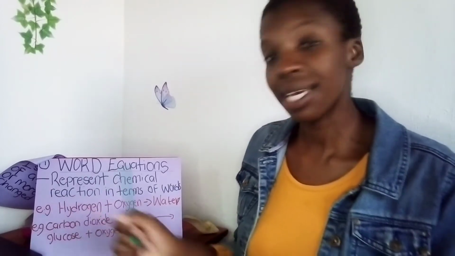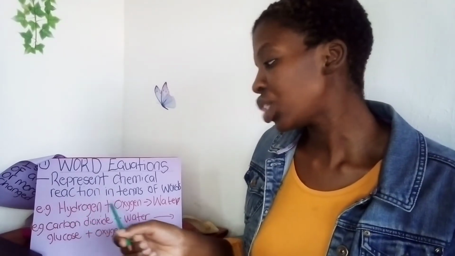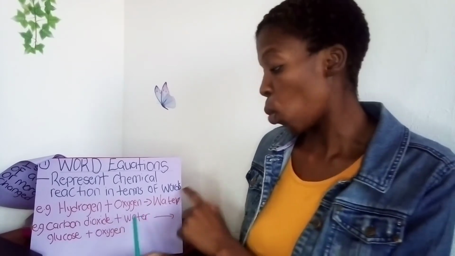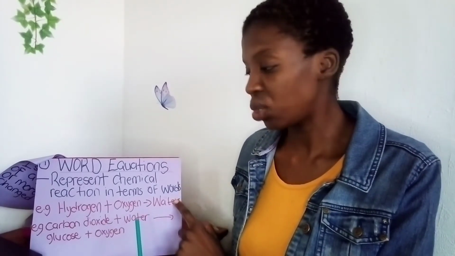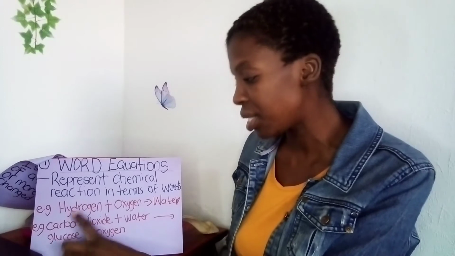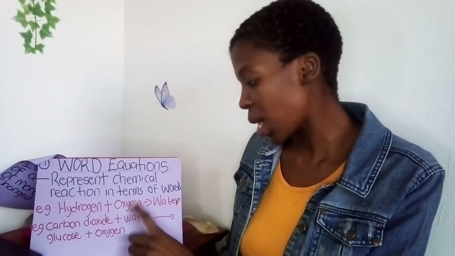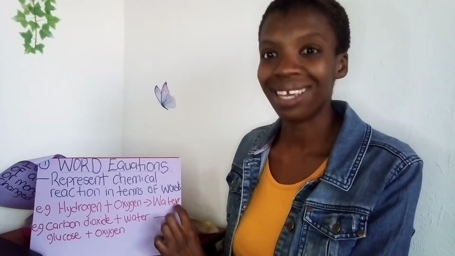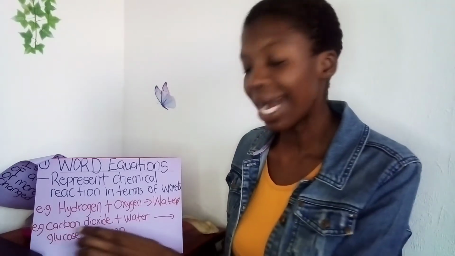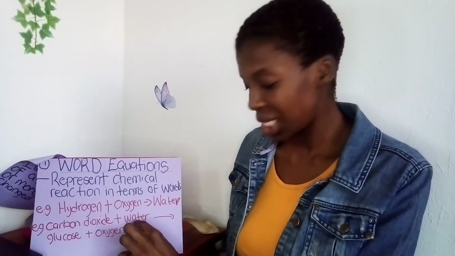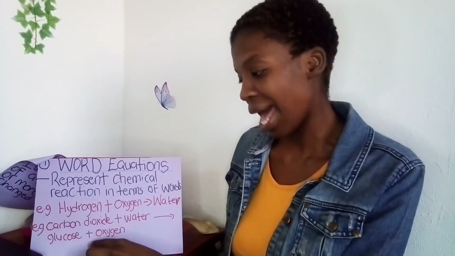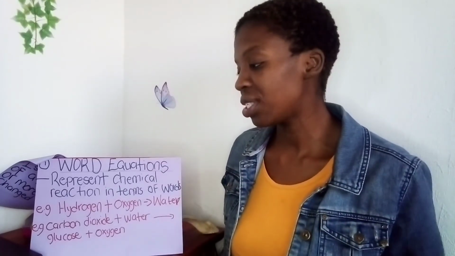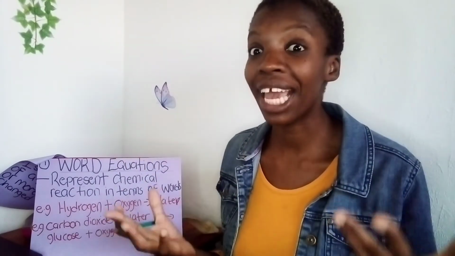Our first example is hydrogen plus oxygen giving us water. Because it's a word equation, we write hydrogen in words, oxygen in words as well, and our product water in words. Another example is carbon dioxide plus water giving us glucose and oxygen. All these are written in words. I want you to take just 30 seconds and give me an example of a word equation that you have seen or can think of.